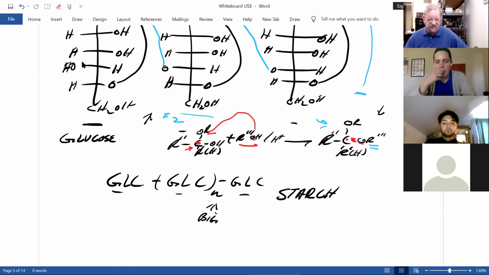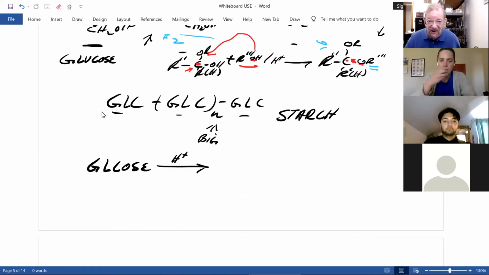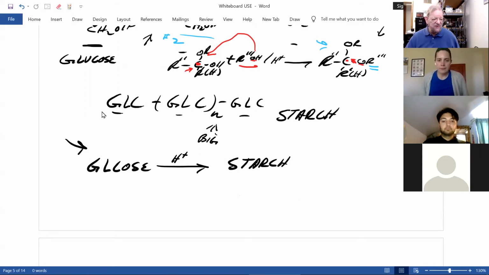And this is something you should know. Starch is many glucose molecules linked together. So if I were to take glucose and react it with an acid catalyst, otherwise known as an enzyme, what I'll get is starch. And you should know this.